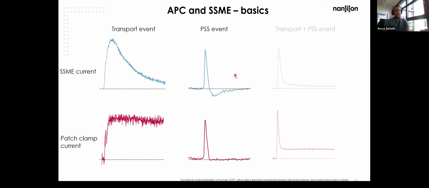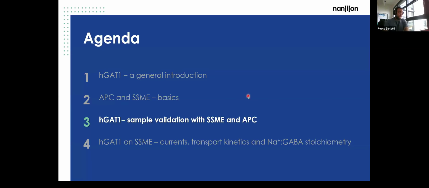Or we can have a more complicated output, like in this example, where we can have basically a combination of the two. So like a fast pre-steady state current and a slow decay transport. And in the case of patch clamp, it would be again a fast transient pre-steady state and a straight line for the transport current. Like here.